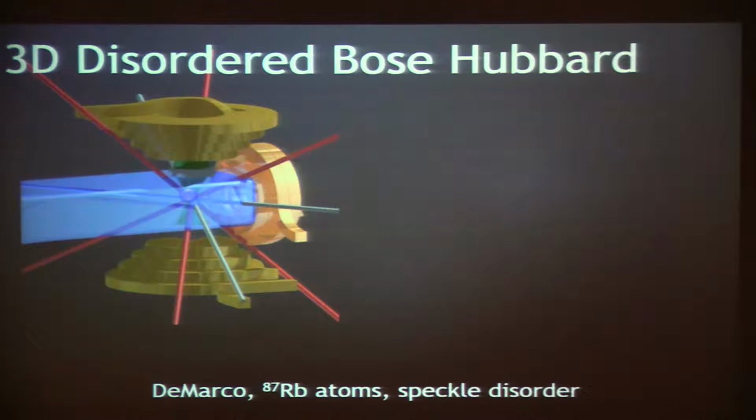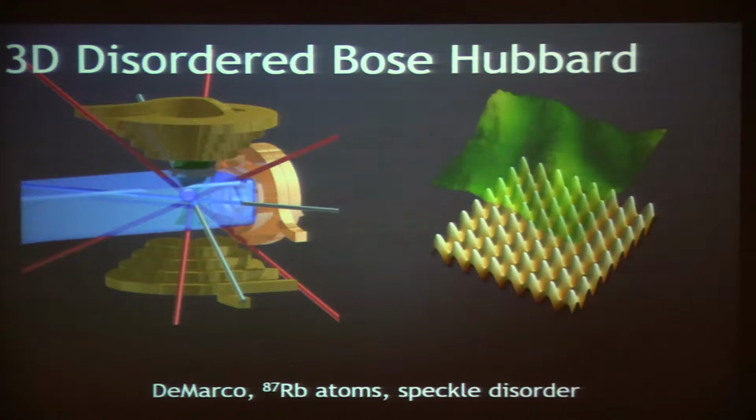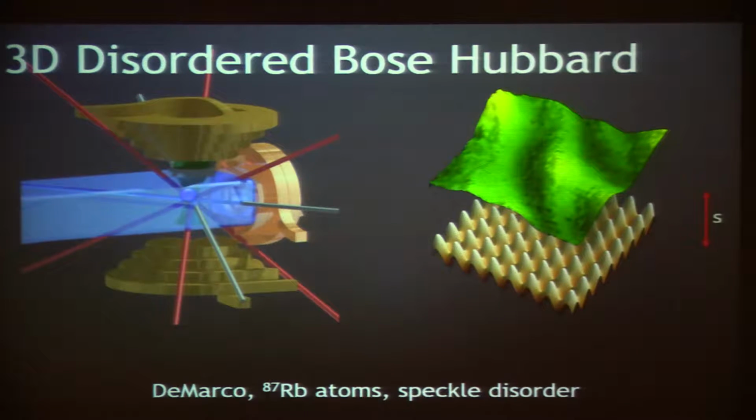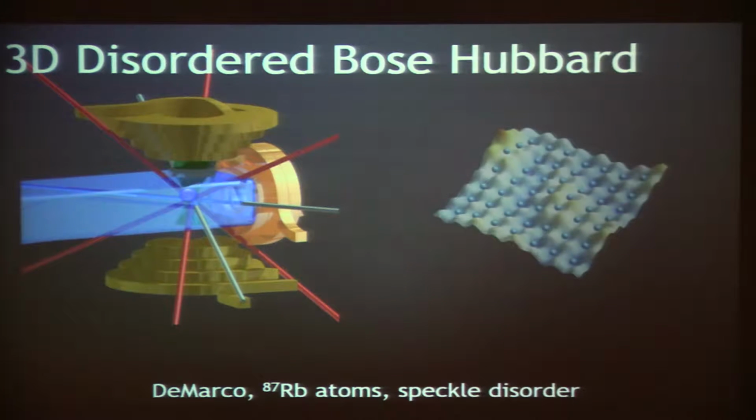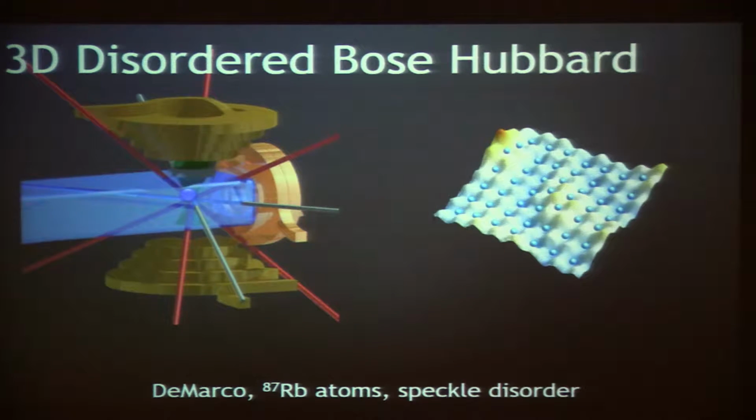Okay, so maybe I'll skip through some of my own work. We have also looked at the disordered Bose-Hubbard model in 3D. I told you how this experiment worked yesterday, where we combined speckle fields with a cubic lattice. My group does experiments in this 3D disordered lattice with rubidium-87 atoms, which are bosons.